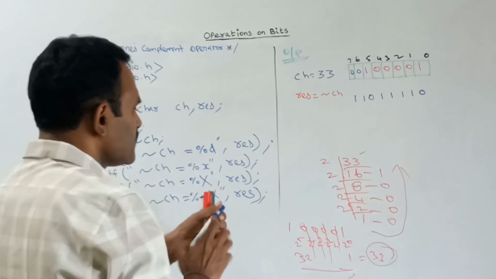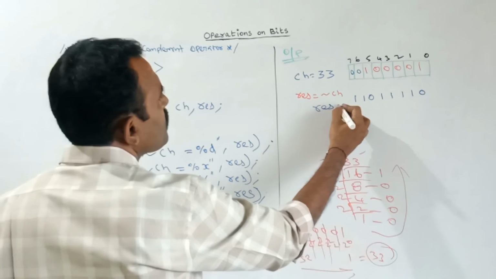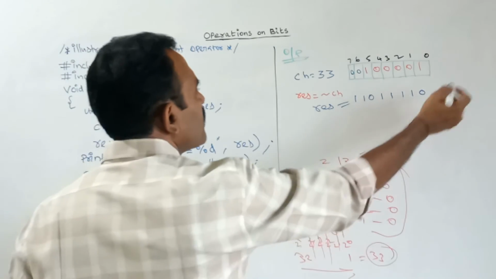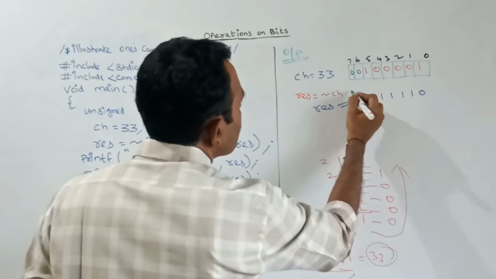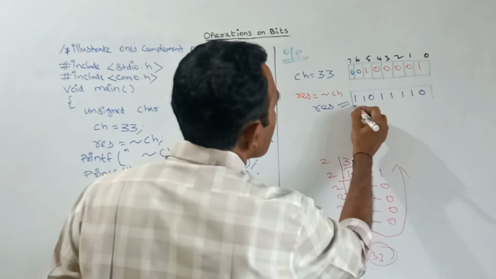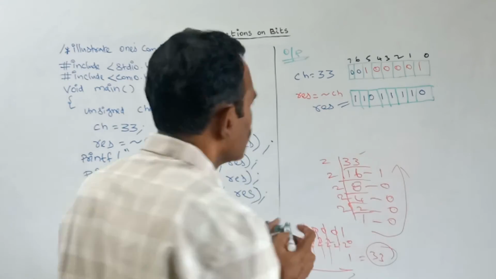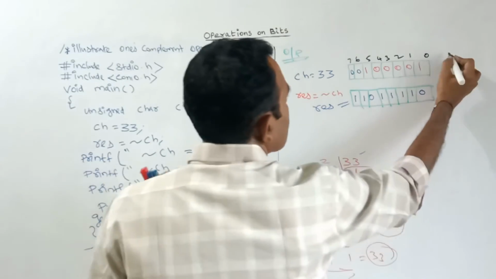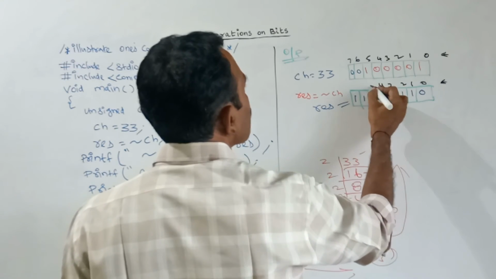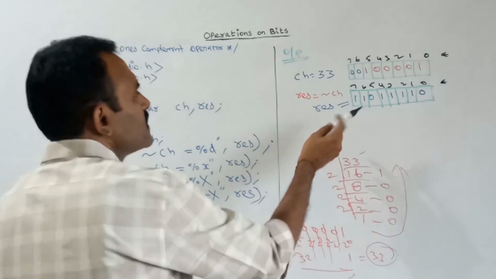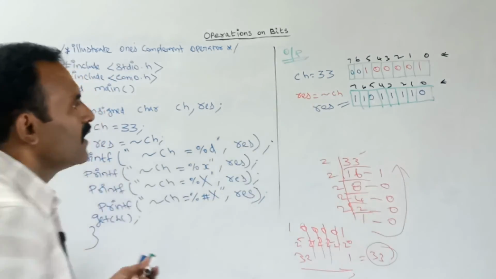So RES is equal to the 1's complement of CH. This RES value will be stored as 11011110. So from the right side, 0, 1, 2, 3, 4, 5, 6, 7. What is the decimal value of these binary digits? That decimal value will be stored to RES.